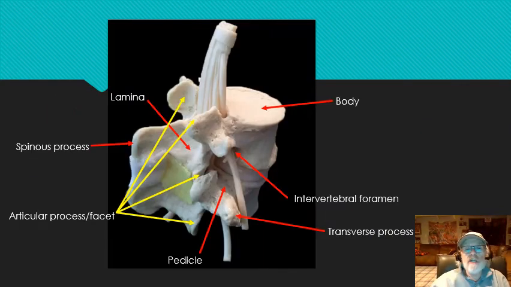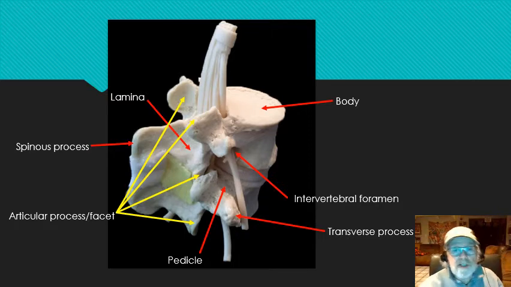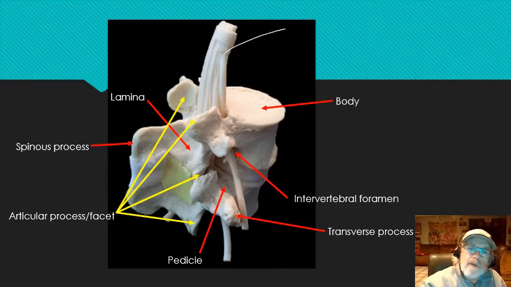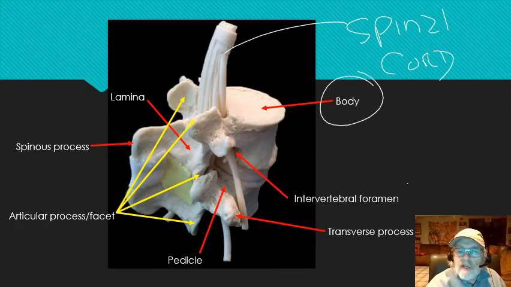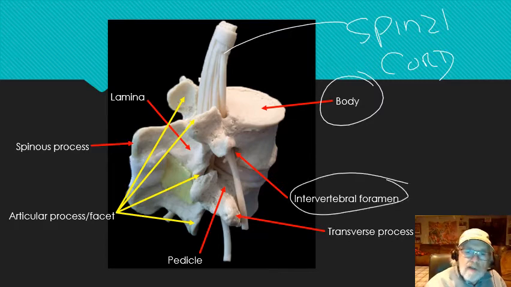This is just showing what we were talking about a second ago. What we see up in the top, this represents the spinal cord. The spinal cord would be right here, going through that vertebral foramen. Here's the body of the vertebrae, and this is that intervertebral foramen. Again, this area right here.